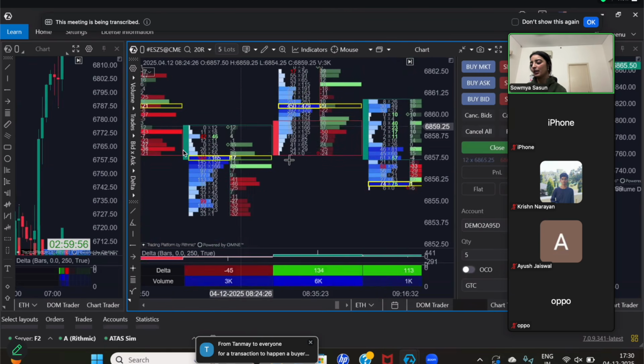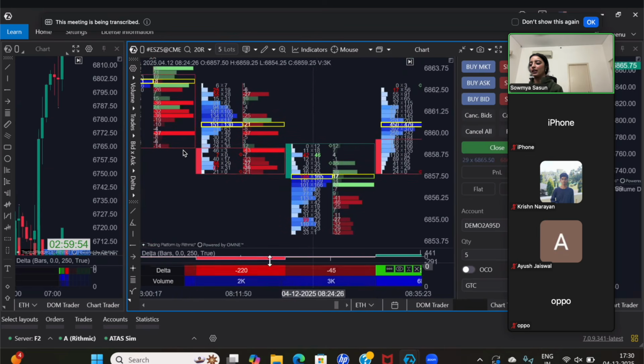Now let's go and see something red. Okay, now we come to the red area. Red is in minus. That means we have more sellers than buyers.